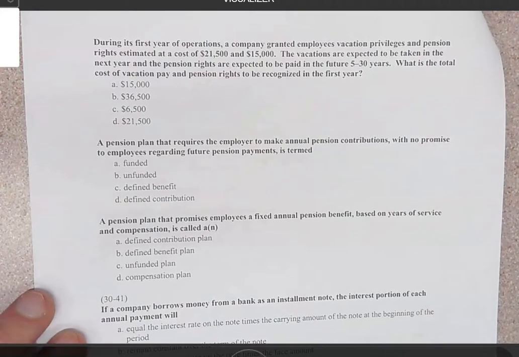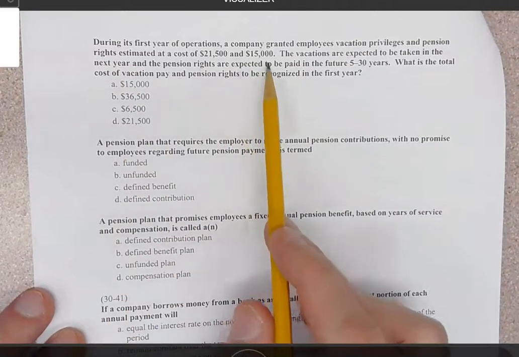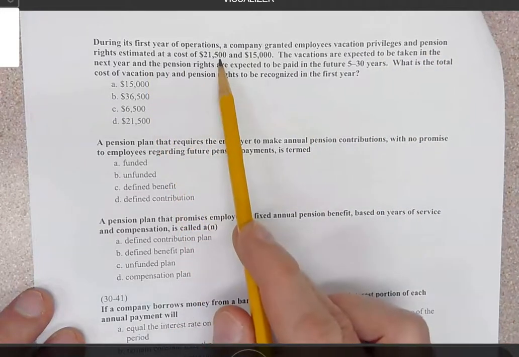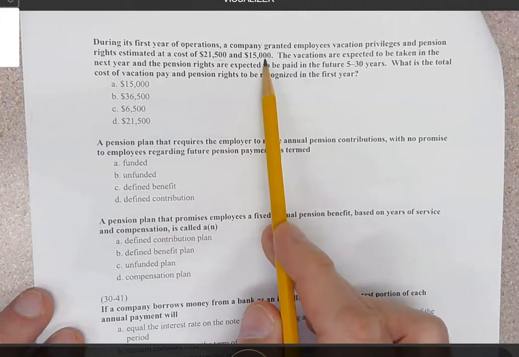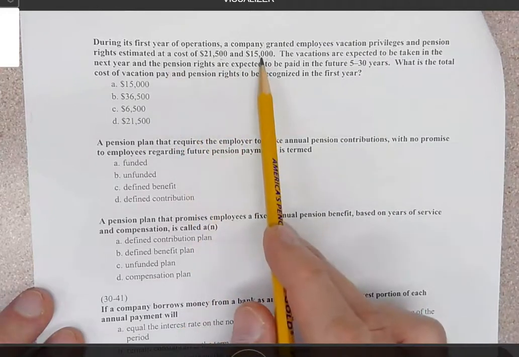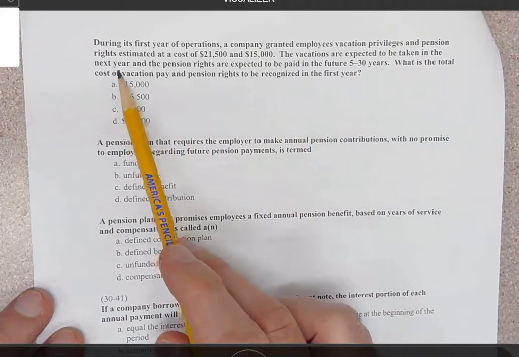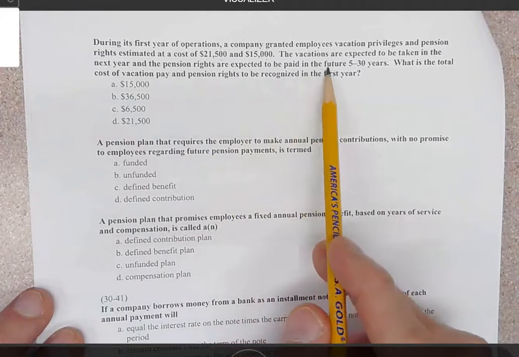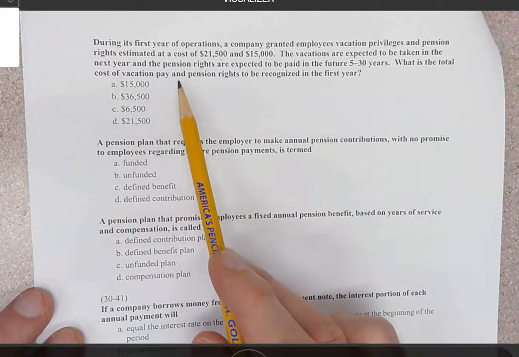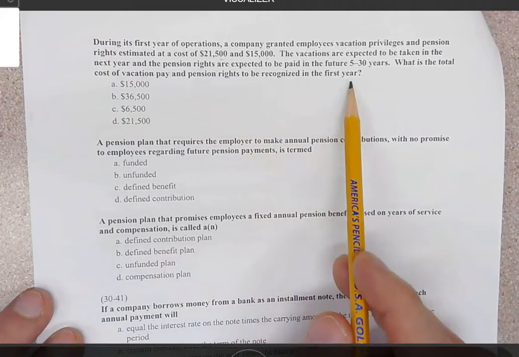Okay, so it says during its first year of operations, the company granted employees vacation privileges and pension rights estimated at a cost of $21,500 and $15,000. So $21,500 for the vacation privileges and pension rights of $15,000. The vacations are expected to be taken in the next year, and the pension rights are expected to be paid in the future 5 to 30 years. What is the total cost of vacation pay and pension rights to be recognized in this first year?